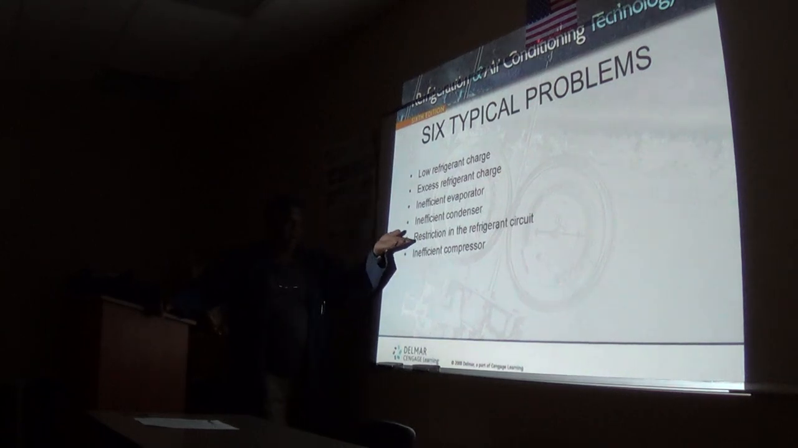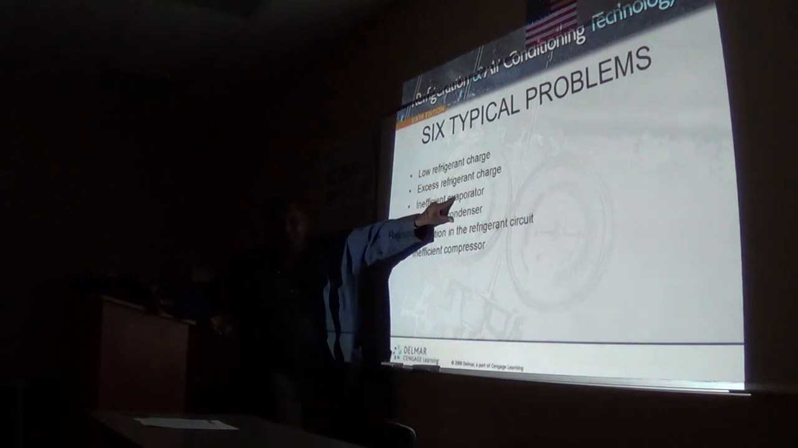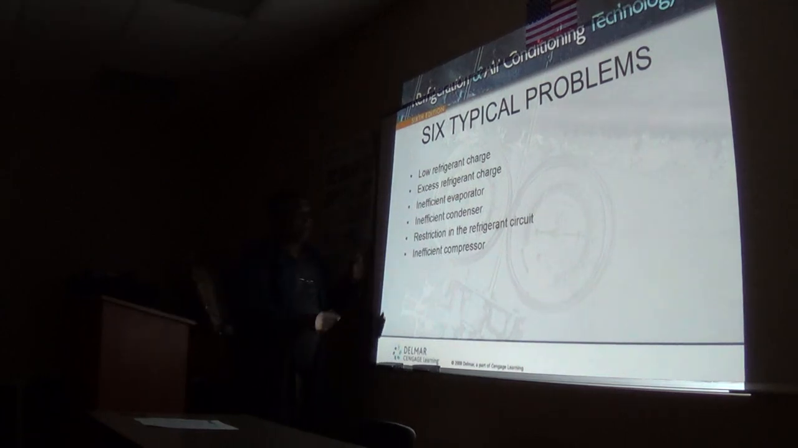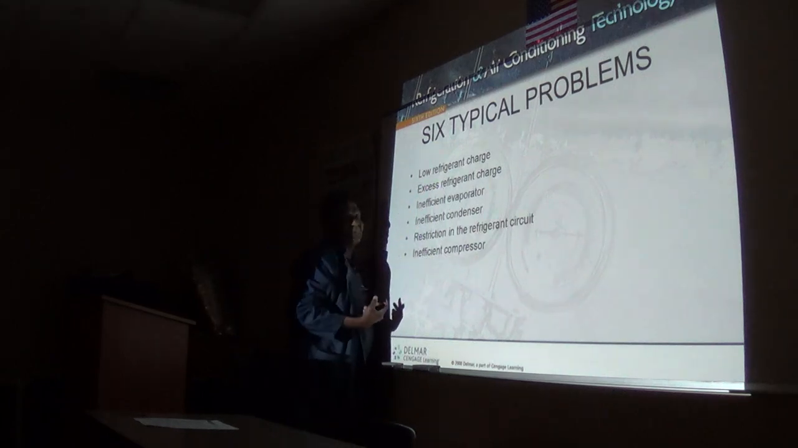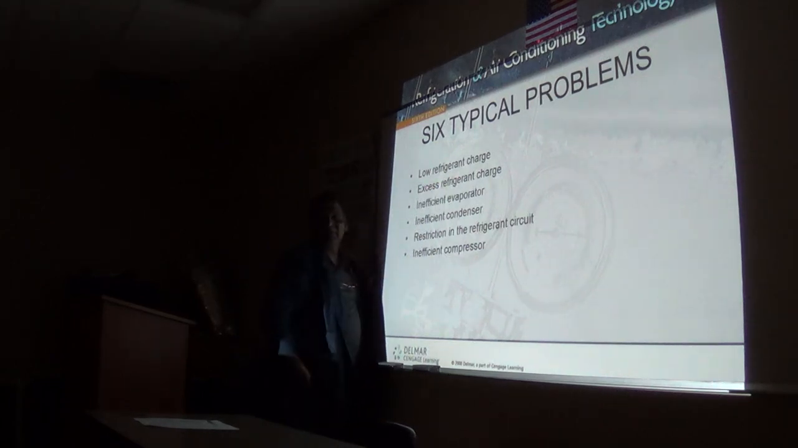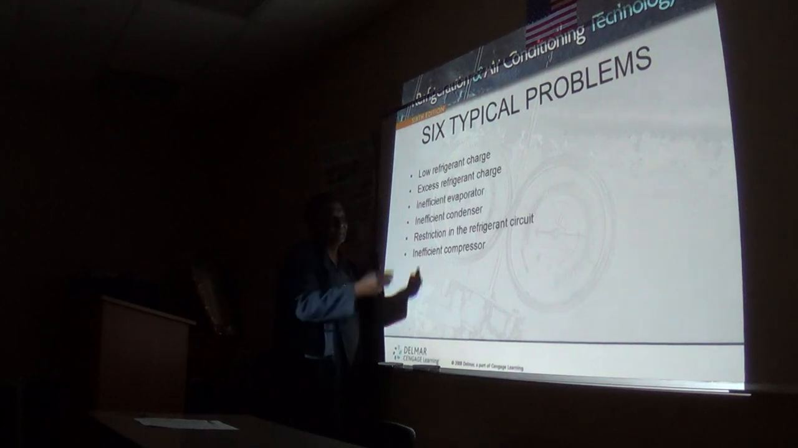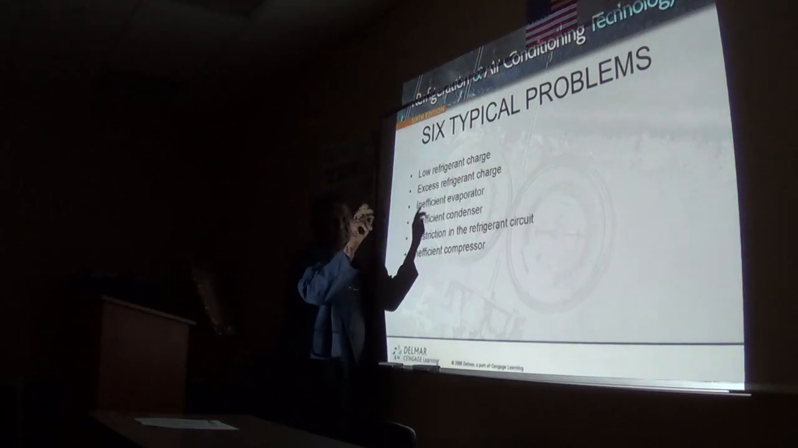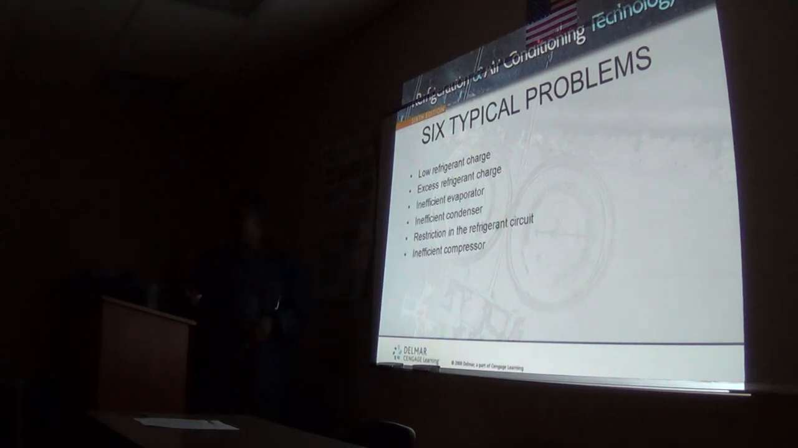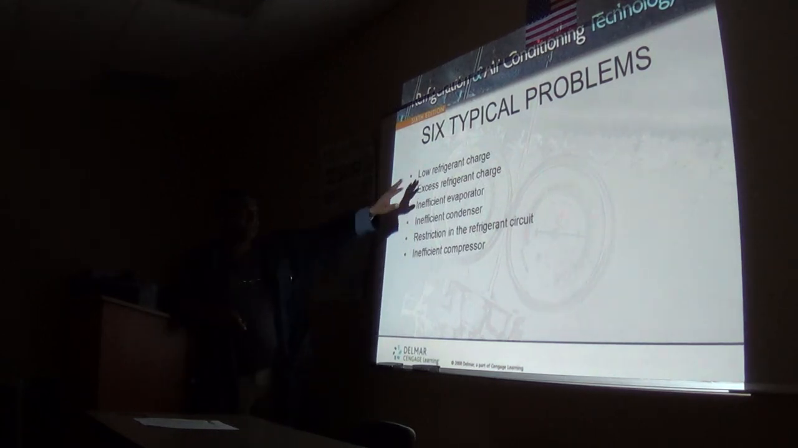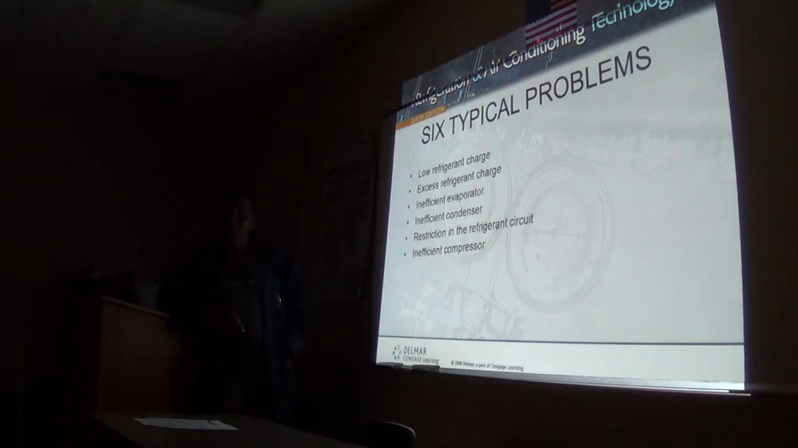I know yesterday we talked about restriction, inefficient compressor, inefficient evaporator, inefficient condenser. If we have low refrigerant charge, both of these will be inefficient. If we have excessive refrigerant charge, both of these will be inefficient. So, two problems. They mimic each other, right? But in this case, your gauges will tell you what you have.